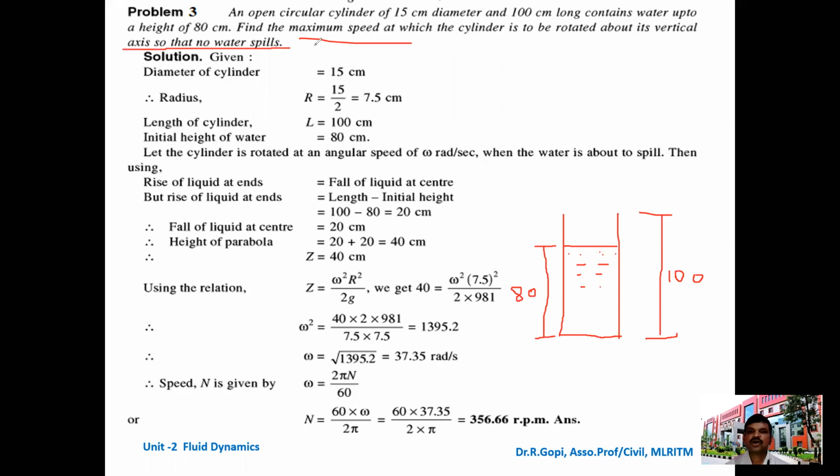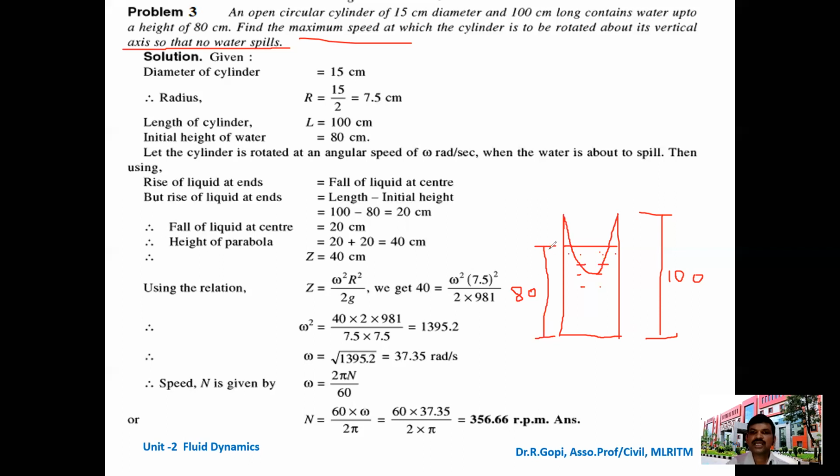So what is the condition? After rotation, the water should not spill outside of the cylinder. That means at the ends the liquid should meet at 100 centimeter. Under this condition, what is the speed? This is the question. Are you able to understand the question?